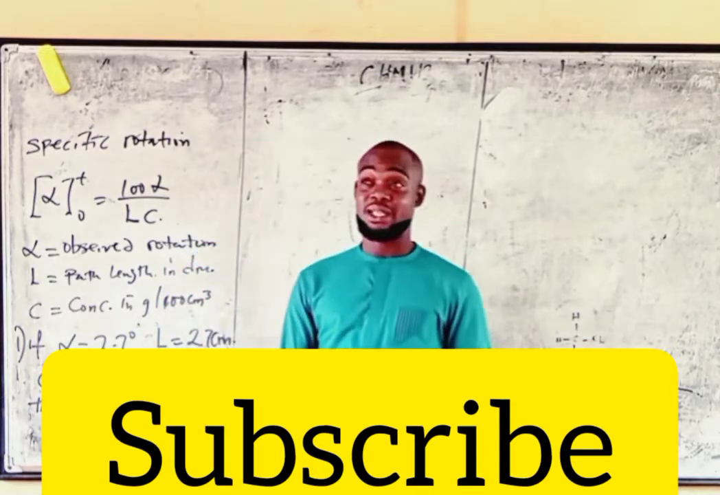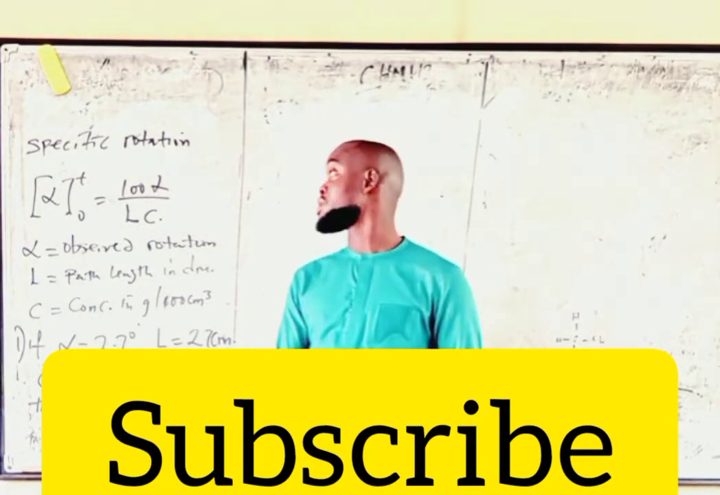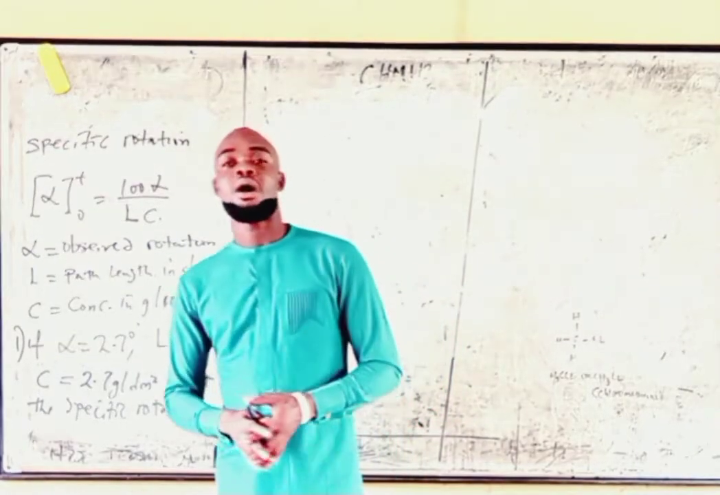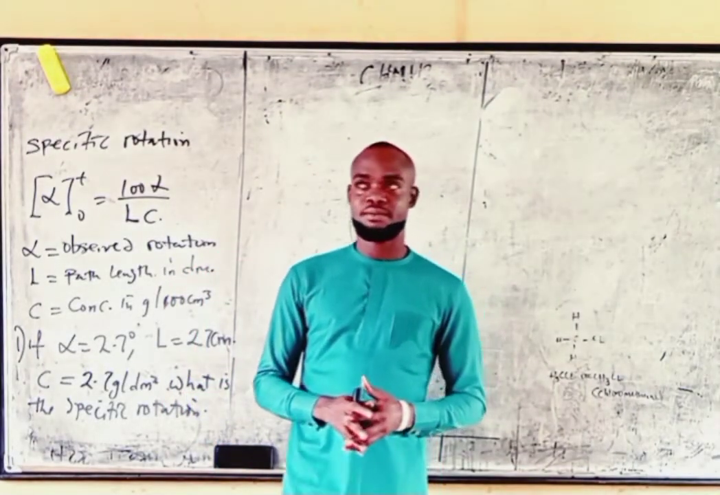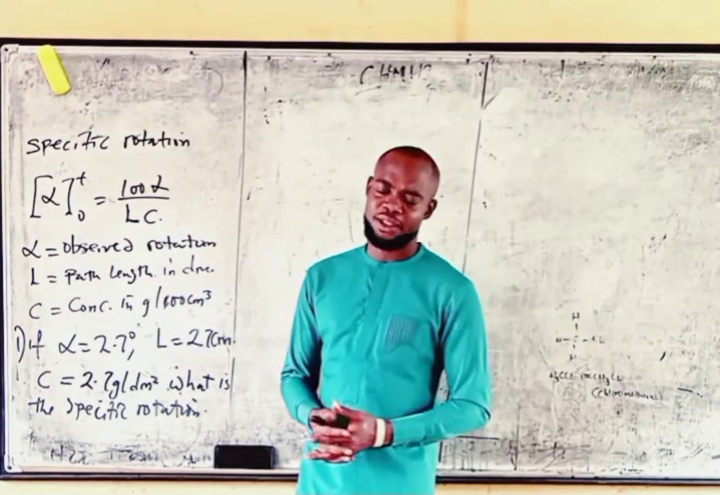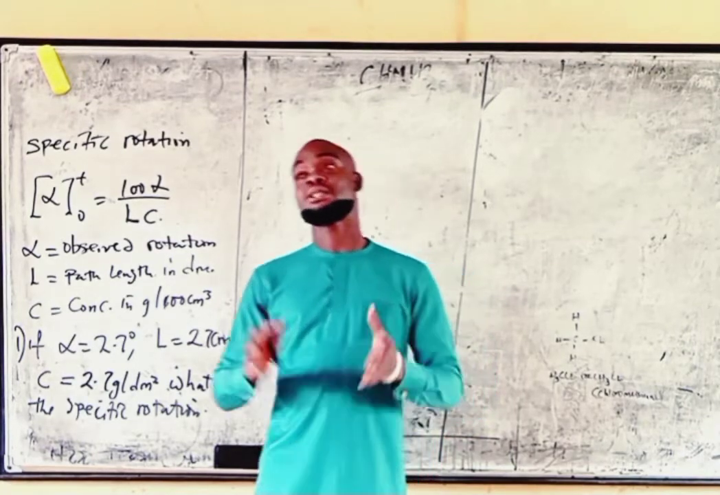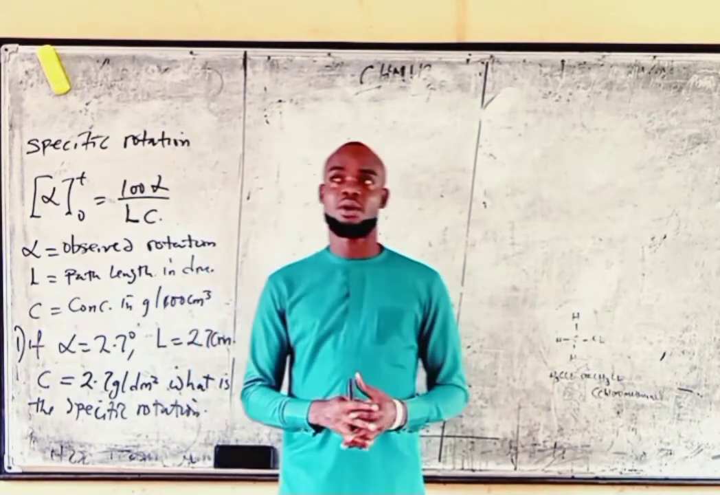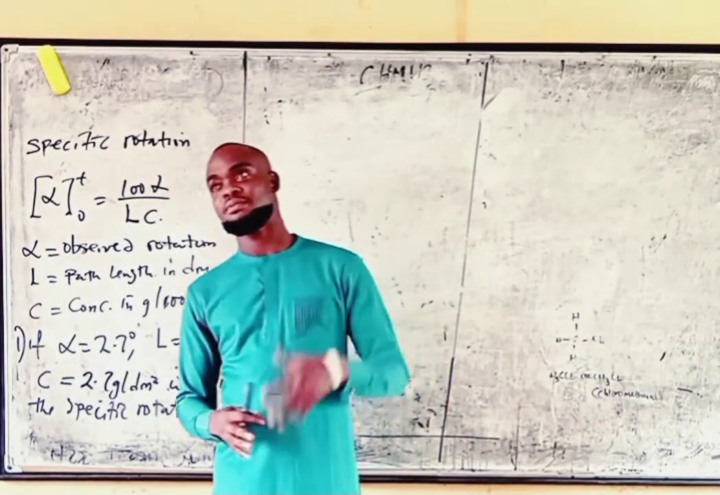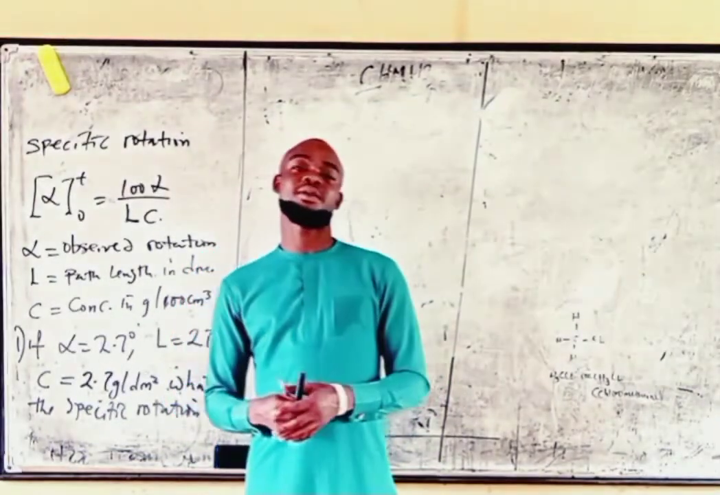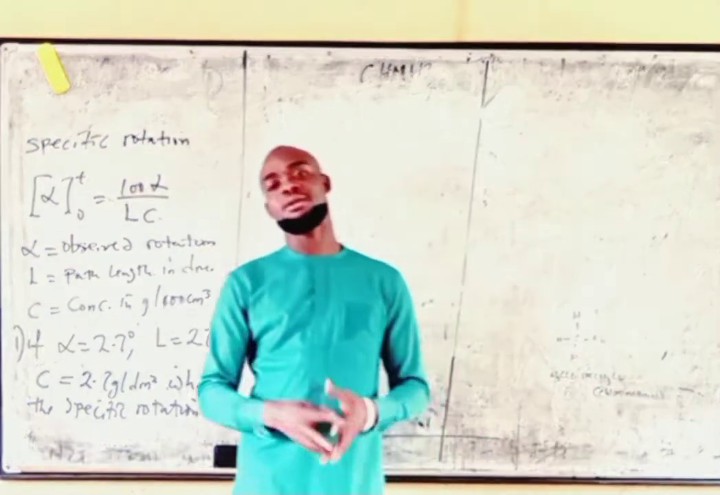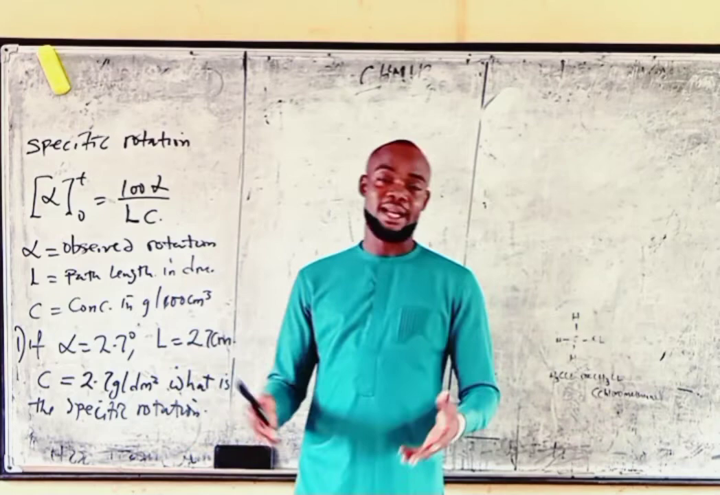So, today we are going to be looking at a very important aspect of chemistry, which is specific rotation in stereochemistry. And remember how we call isomerism, which is a phenomenon in which compounds have the same molecular formula but different structures. This isomerism can either be structural isomerism or stereoisomerism. Structural isomerism can be positional isomerism, straight or branching isomerism, functional group isomerism, and so on. We also have stereoisomerism, which can either be geometric isomerism or optical isomerism.